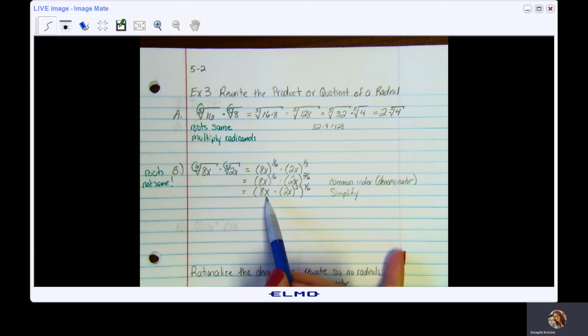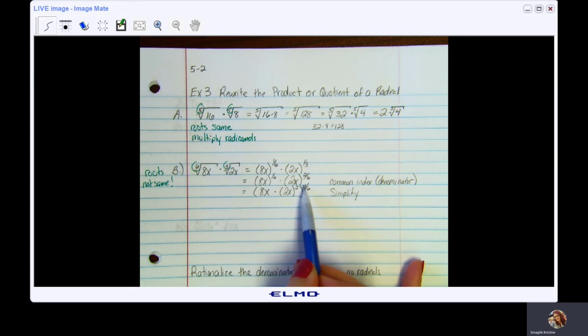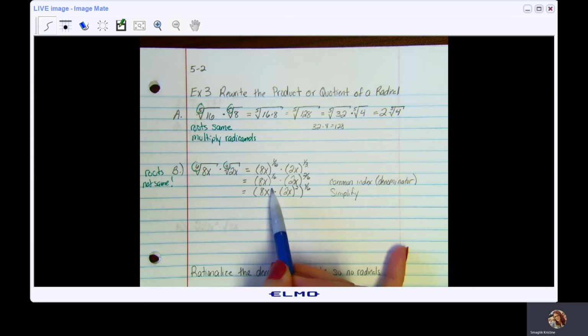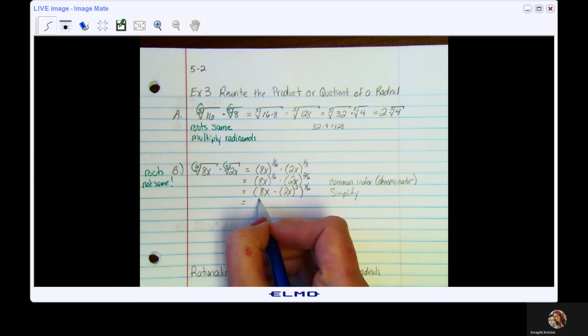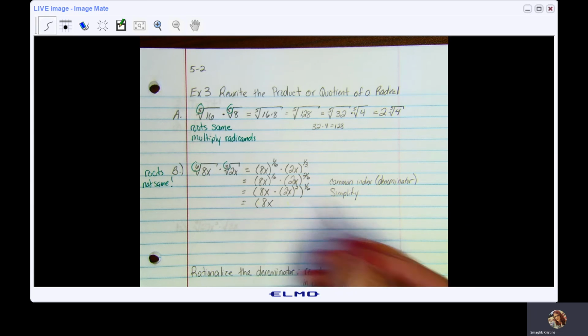Now notice, if you were to redistribute this 1/6, you'd be multiplying your exponents. So if this is correct, you can always go back and double check. This would be 8x to the 1/6, which is what we had here. And we had 2x here. If I pull that 2 out, and again, if I'm multiplying, I would get 2x raised to the 2/6. So now, in here, I have 8x.